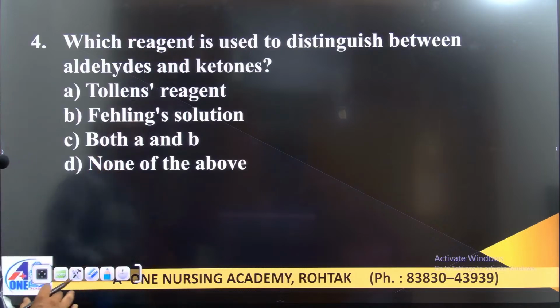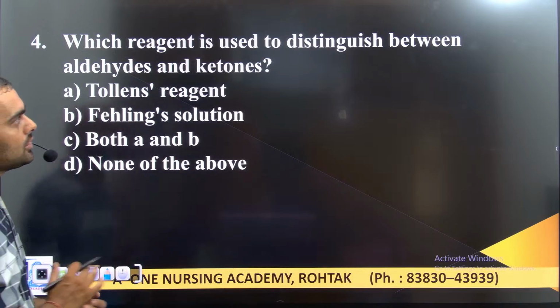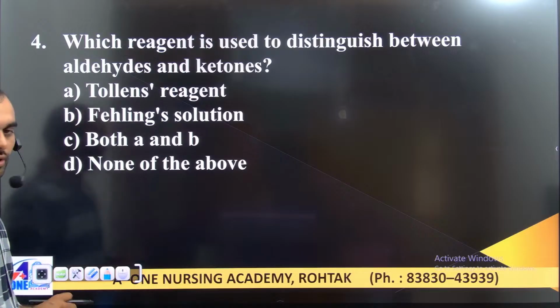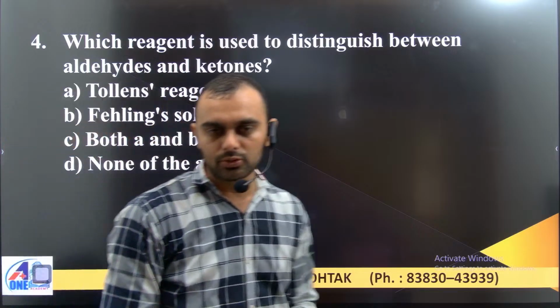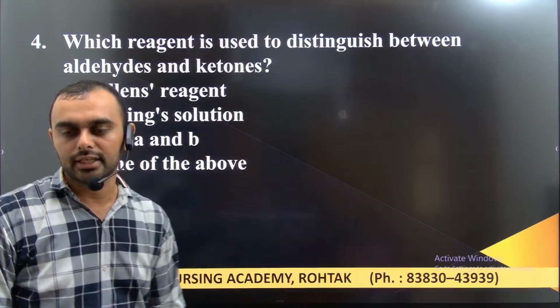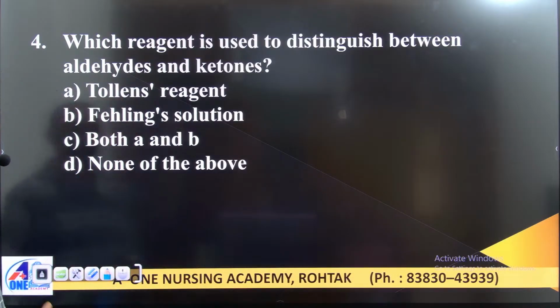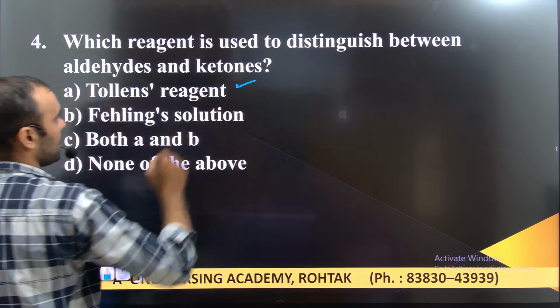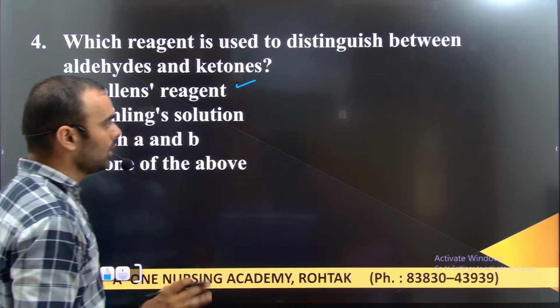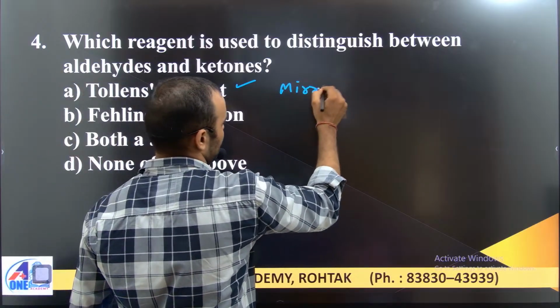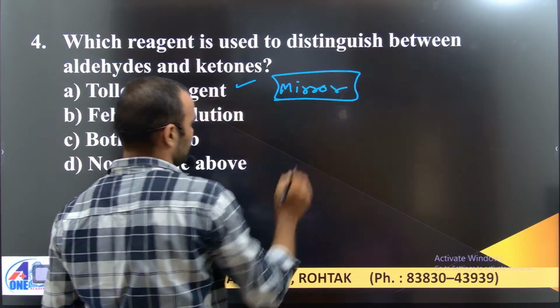Question number 4. Which reagent is used to distinguish between aldehydes and ketones? What kind of test will we use to distinguish between aldehydes and a ketone? I have already taught you this concept in the class programs. So first one, Tollens' reagent test. Yes, in Tollens' reagent test, a silver mirror is formed in the test tube.